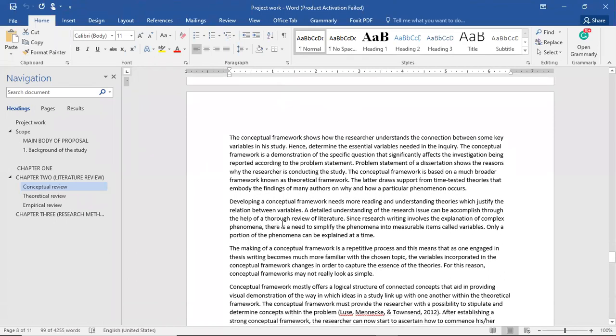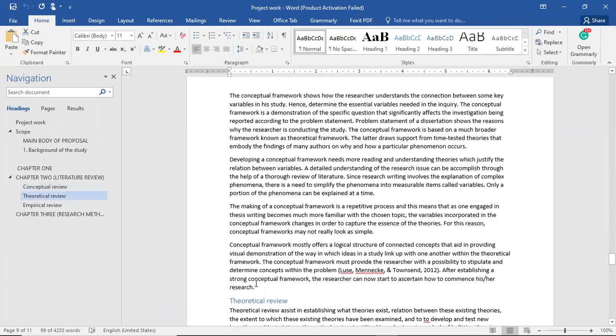Now, you are supposed to take notes that developing your conceptual review or conceptual framework needs more reading and understanding of theories, which justify the relationship between the variables within which you are undertaking the research. If you don't read, you cannot make a strong case. If you don't do a lot of reading, a lot of analysis, you cannot make a strong case. And so reading is key when it comes to building your conceptual framework. Now, the making of a conceptual framework is a repetitive process. This means that as one engages in thesis or project writing, he or she becomes more familiar with the chosen topic. So at the end of the day, it is constant reading that will help you.